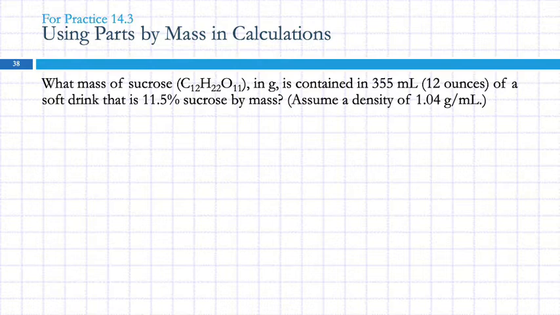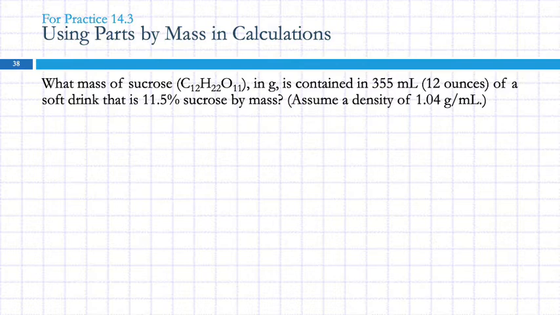What mass of sucrose in grams is contained in 355 milliliters, 12 ounces, of a soft drink that is 11.5% sucrose by mass? Assume a density of 1.04 grams per milliliter. So a problem like this combines understanding the definitions of the different concentration units and then some dimensional analysis.